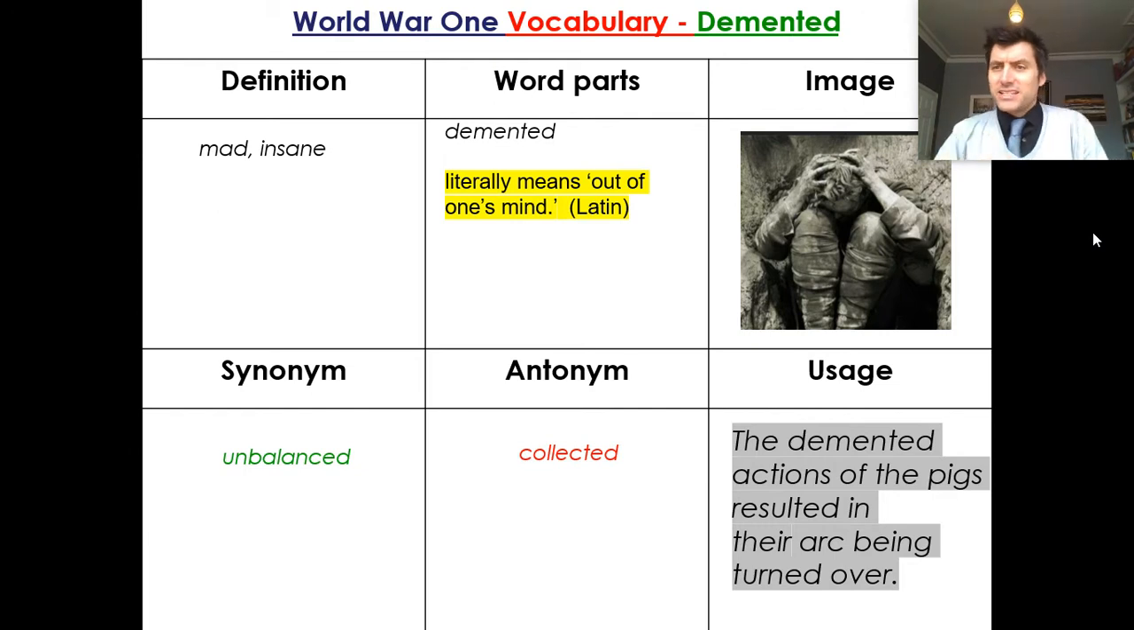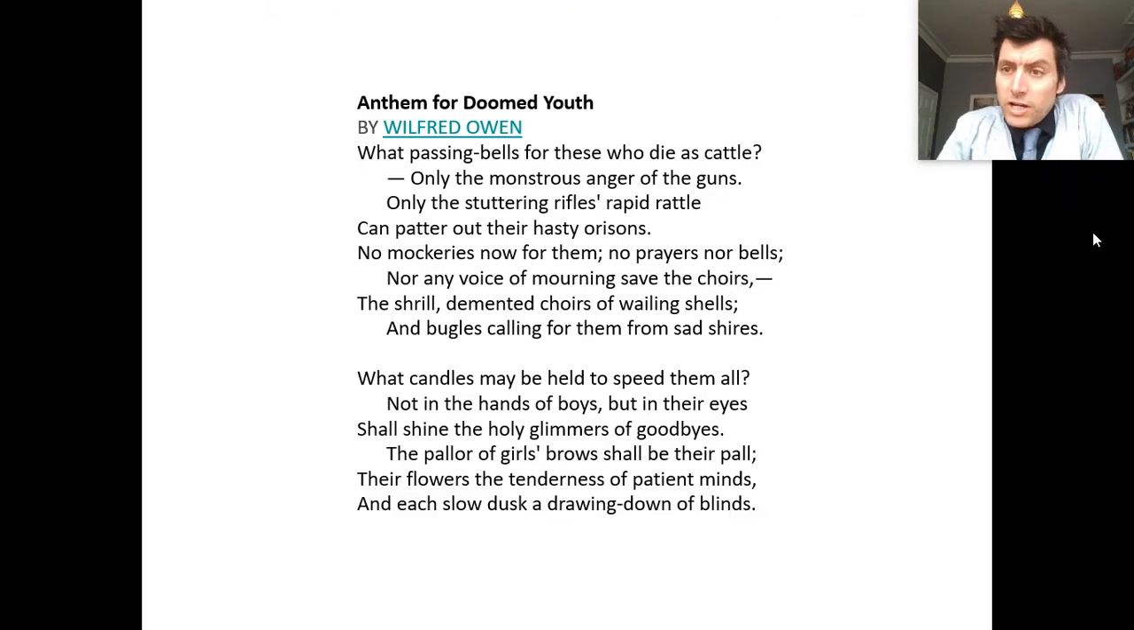And pigs, so pigs live in these things called arks. You might have seen them. They're kind of curved houses. If a pig's living in an ark and it acts in a really crazy way, a demented way, it might tip the ark over. It's just an example of how it's not just soldiers, it's not just elderly people with dementia, but anybody or anything can be described as acting in a demented manner. It tends to be where you've lost control. We'll see that word within Anthem for Doomed Youth when we read it now.